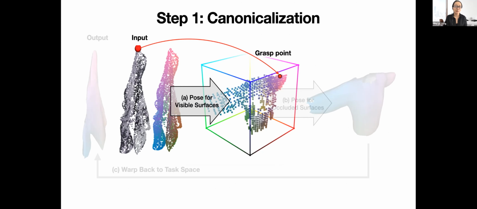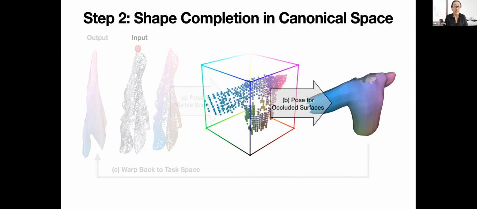Okay, so now we have the input observation. After that, the algorithm will label all the visible points with their canonical coordinates. And we just use a standard PointNet architecture for this task. Also in this task, we can propagate the grasping point, that's where the robot picks up the cloth, into this canonical space using the predicted NOCS label. And then the algorithm will need to complete this shape in this canonical space to provide labels for unobserved surfaces.